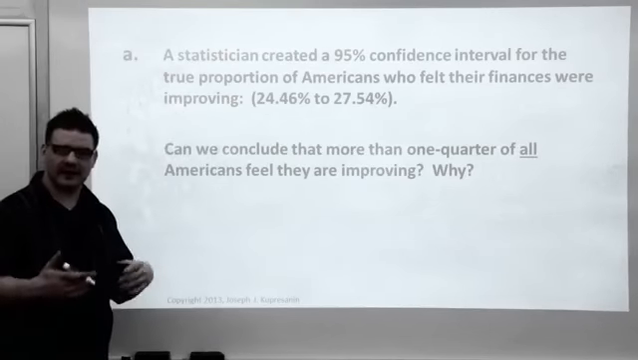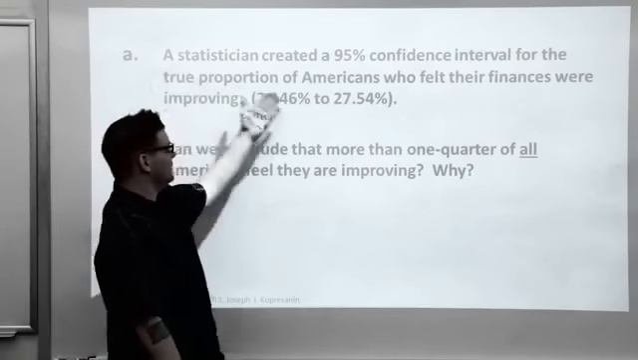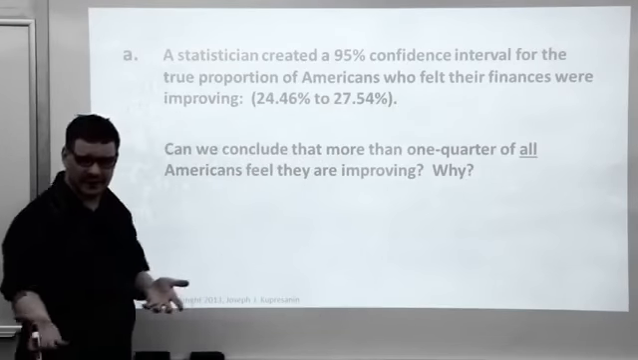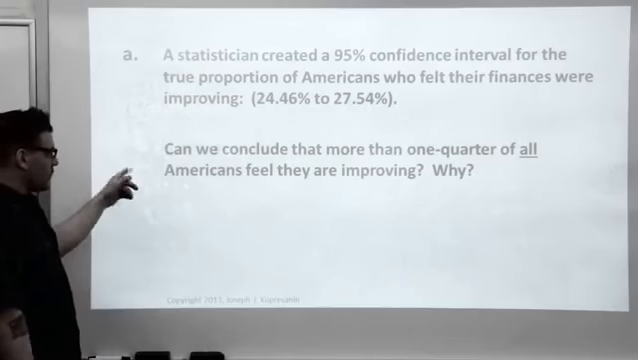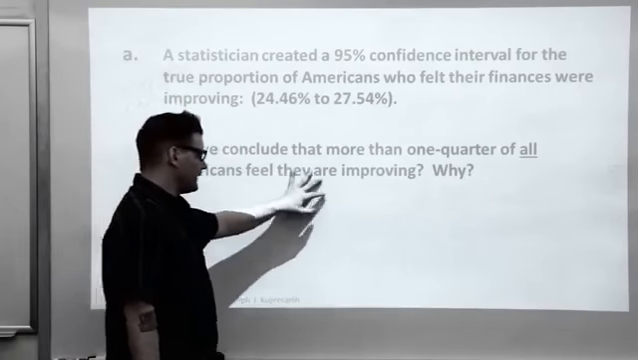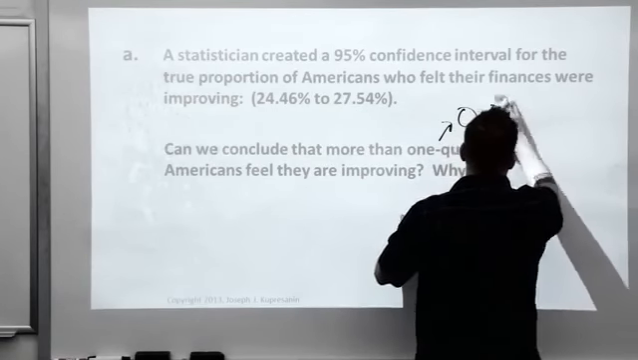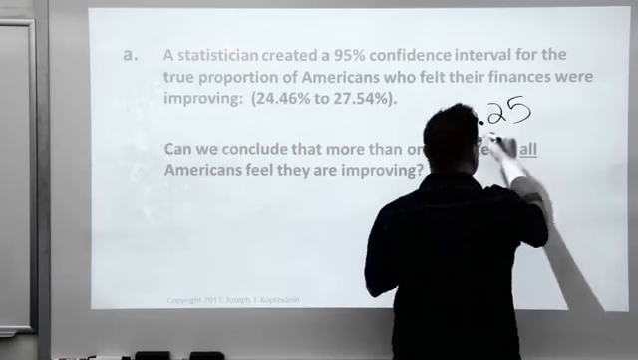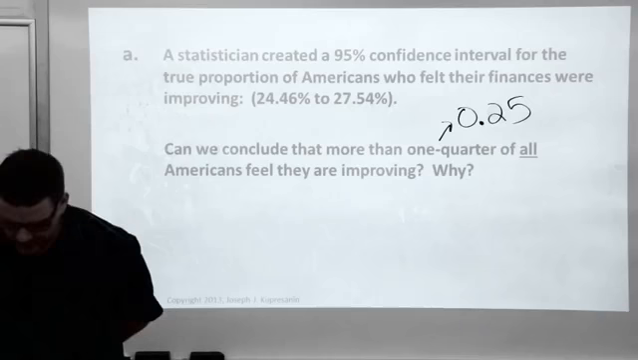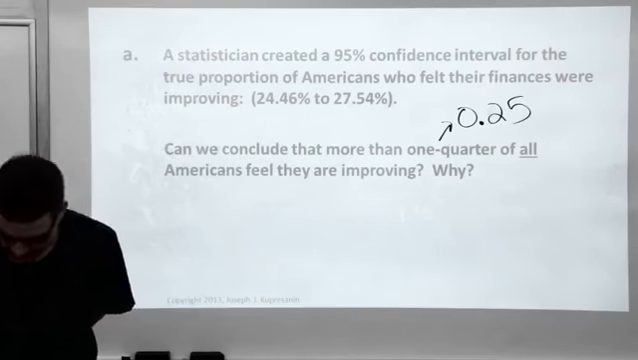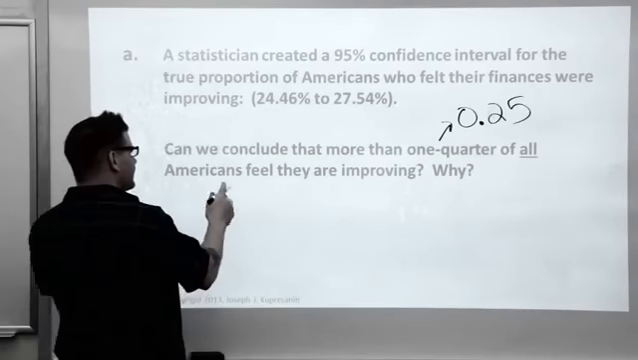And so using that data, we're told a p-hat, a proportion, and we're told the sample size. Someone already calculated the interval for us, so there's less work for us to do. That's good. Can we conclude that more than 1/4 of all Americans feel they are improving their finances, and why? Now, of course, 1/4 is 0.25, and we're running the test here. I guess we're officially running the test down in B, but the confidence interval is like a pseudo-hypothesis test.